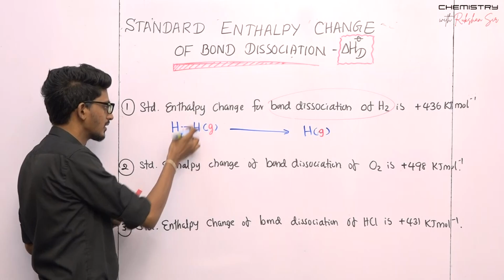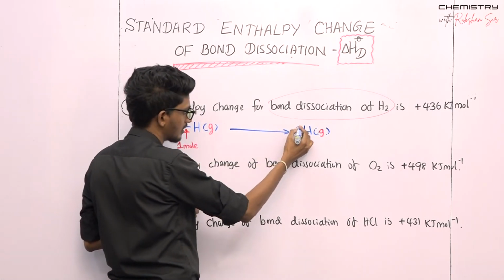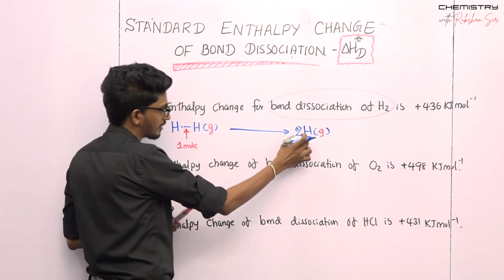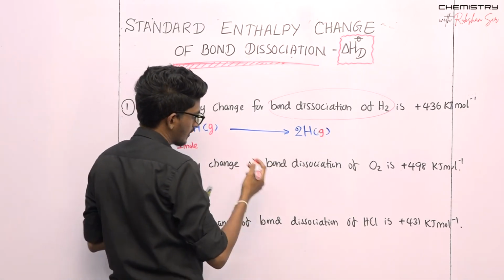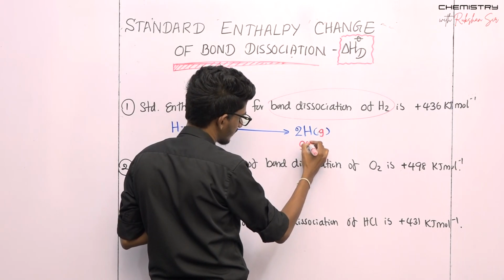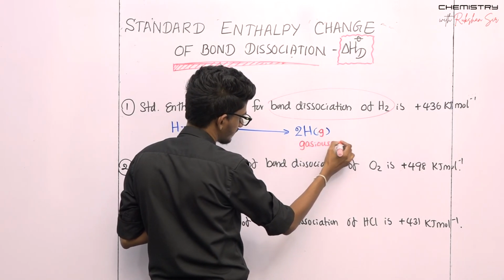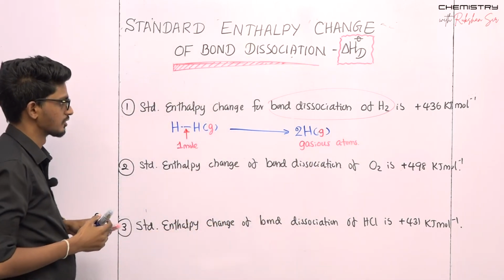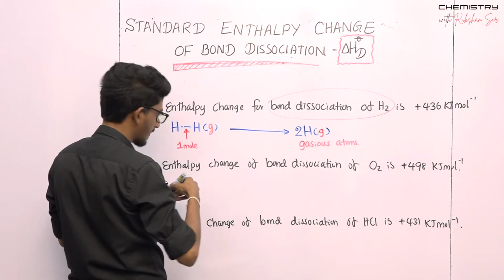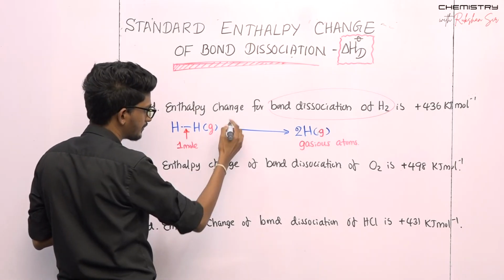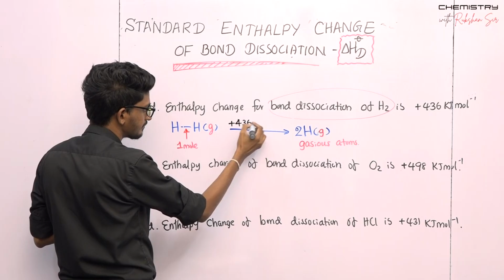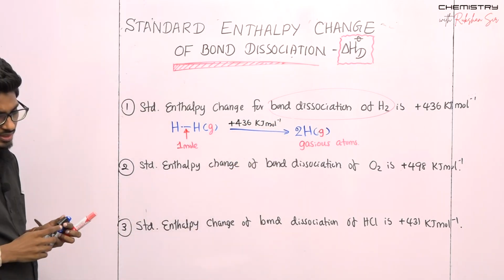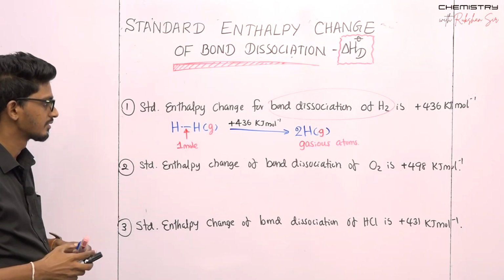So if you break this bond, you will produce 2 gaseous atoms. This is where the other part stands: 2 gaseous atoms will be produced. Those are the things at the other side of the equation. So this value is plus 436. Okay, let's come up with the next one.